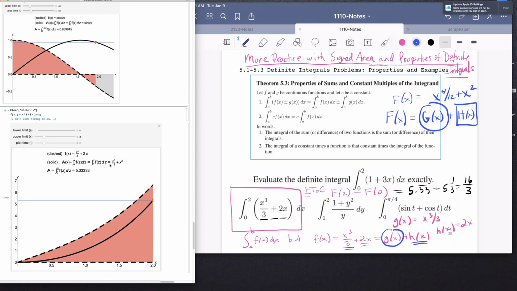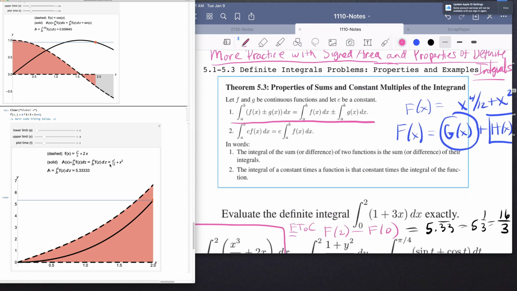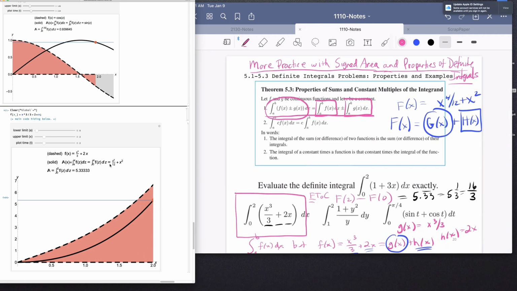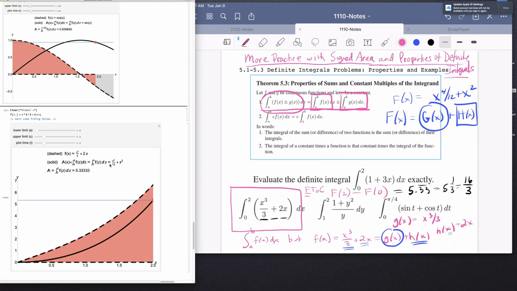Okay, so that is what we're seeing in one of the first properties of the definite integral here, that if you have the definite integral from a to b of f of x plus g of x, the two functions added to each other, then you can find the antiderivative and then do the definite integrals of each part separately. Okay, so that is the first thing that we're seeing from the property of the definite integral.